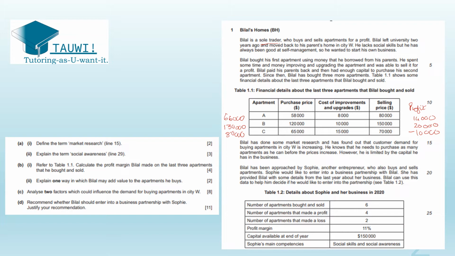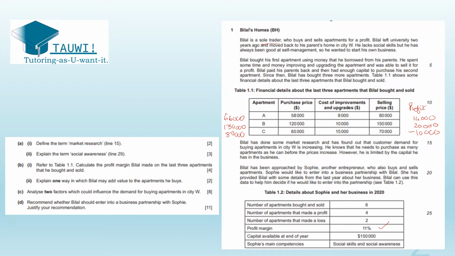Bilal has been approached by Sophie, another entrepreneur, who also buys and sells apartments. Sophie would like to enter into a business partnership with Bilal. She has provided Bilal with some of the details from her last year's business, and Bilal can use this data to help him decide if he would like to enter into a partnership with Sophie. Right, so she bought 6 apartments. 4 of them she sold for a profit and 2 for a loss, and her profit margin is 11%, which is actually quite good. And she has capital available. And another thing that Bilal doesn't have is the social skills.